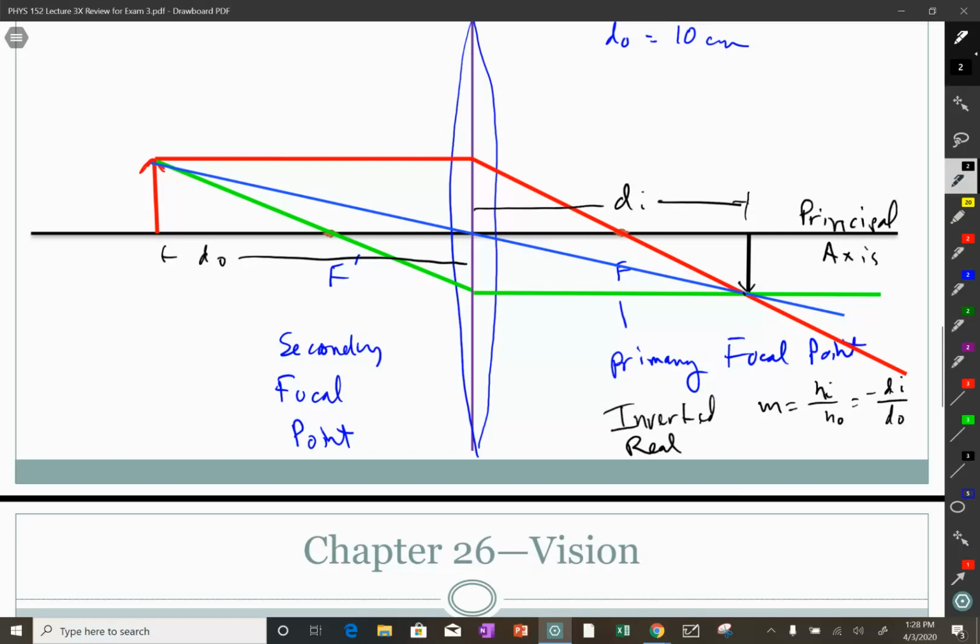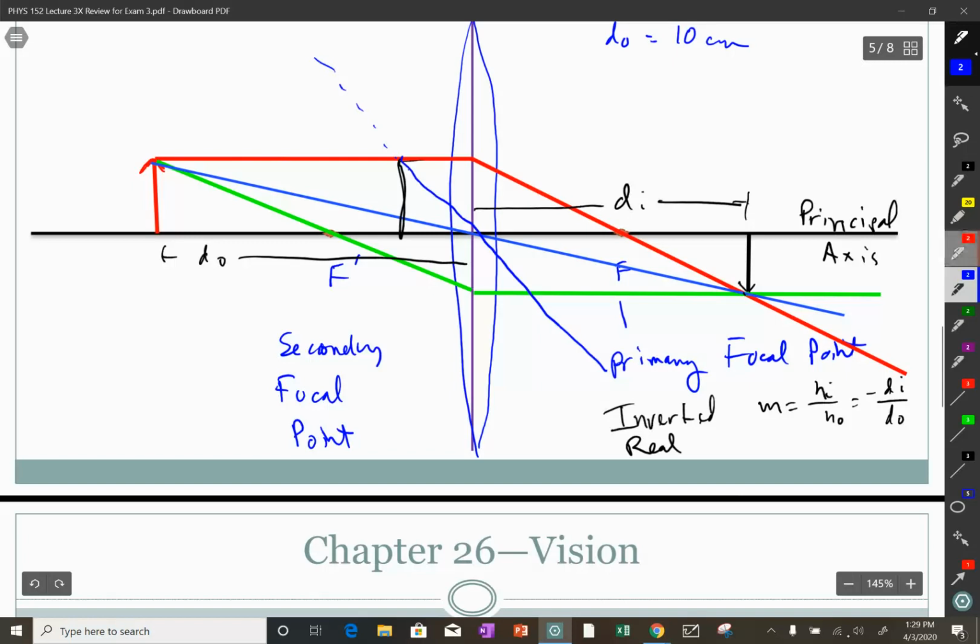So you need to be able to do one of these, and this is one of the examples. Another one could have been with the object closer than the focal point. If the object was closer than the focal point, this red ray would be the same, but the blue ray would have gone down like this, and you see the red and the blue never meet, and so you have to extrapolate back to find where they meet. And of course, the green ray would have gone like I drew. I'm not sure.